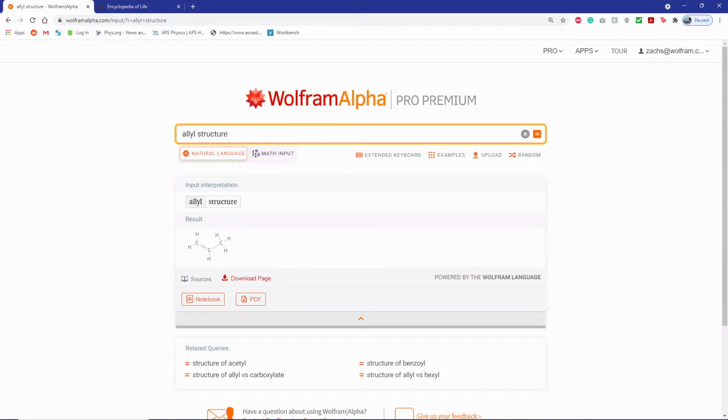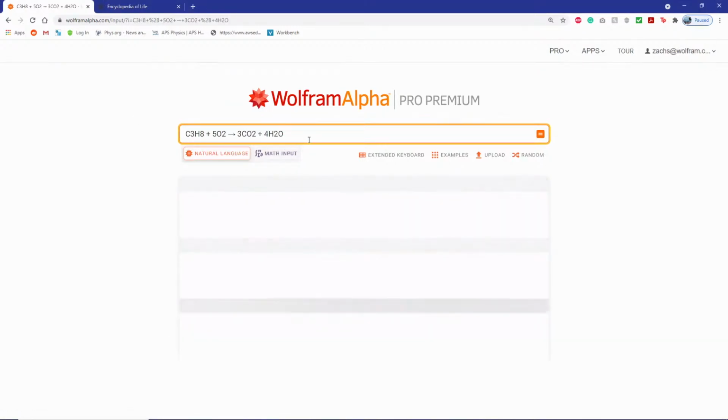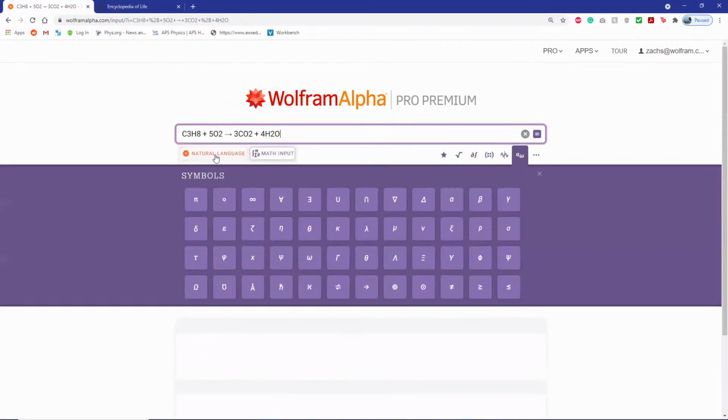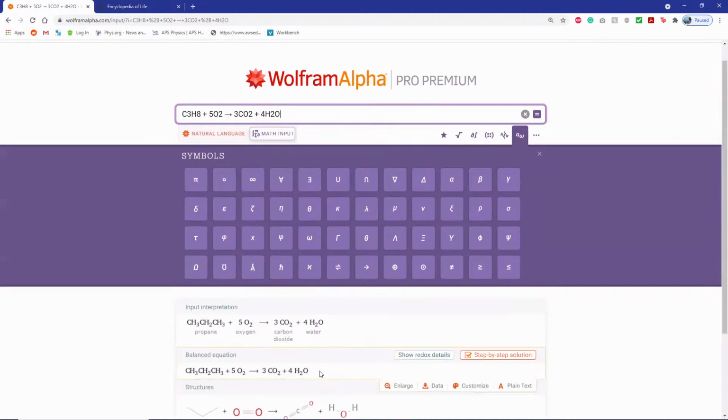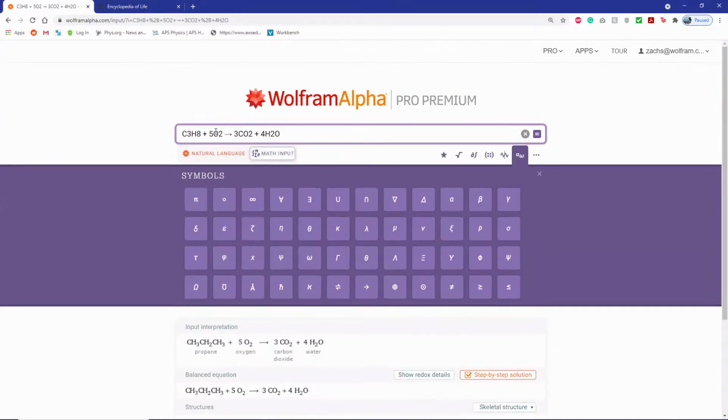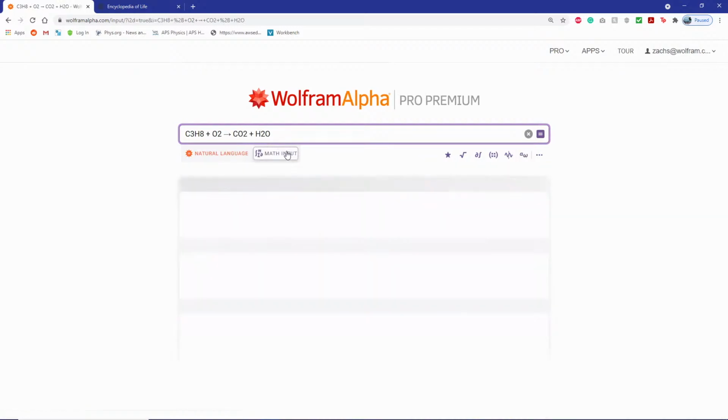Are people just sending us balanced chemical equations? This is exciting. Yeah, try putting this one in: C3H8. I got it. So this is when it's balanced, but if you take away all those coefficients, the five and the three, it'll still balance it for us.